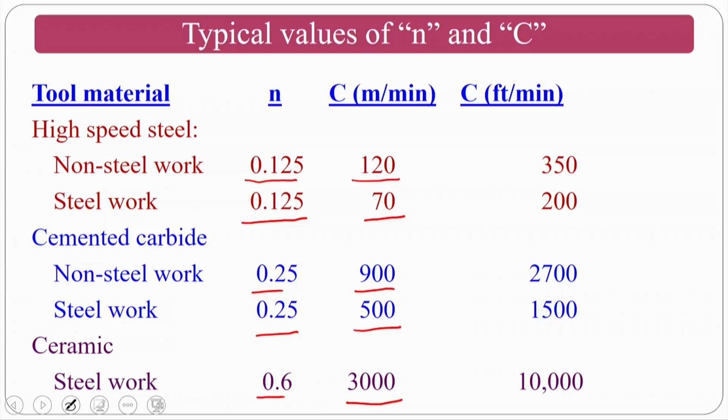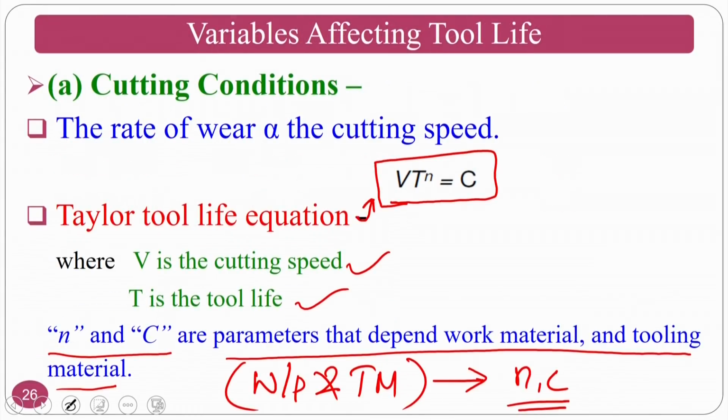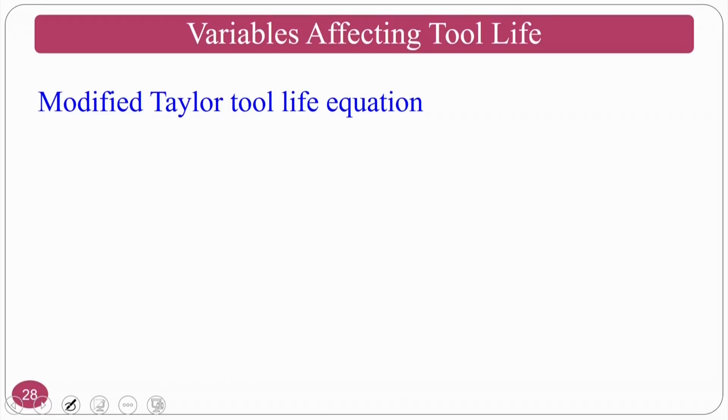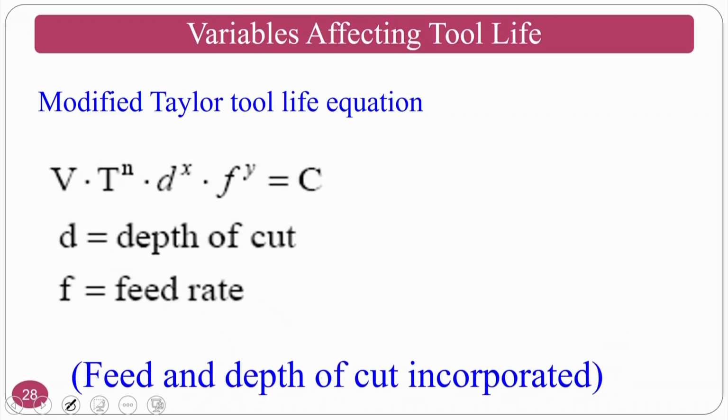Okay. The basic problem in the Taylor tool life equation is that it is considering only cutting speed as the criterion, but that is not practically acceptable. So, that is why there is a modified Taylor tool life equation where it is incorporated with respect to depth of cut as well as feed. Okay. So, Vt^n = C was the Taylor tool life equation. Now, feed and depth of cut are incorporated and the constant is there. So, n and C are material constants, x and y also have similar material combination constants, where d is the depth of cut and f is the feed. Okay. So, now it is practically acceptable.